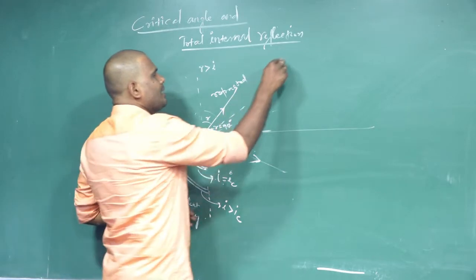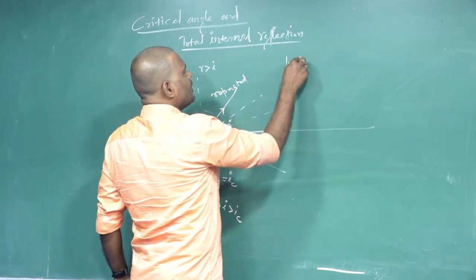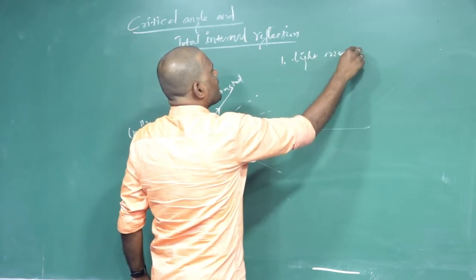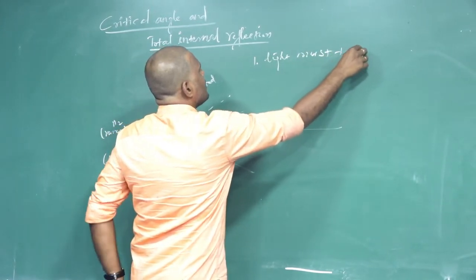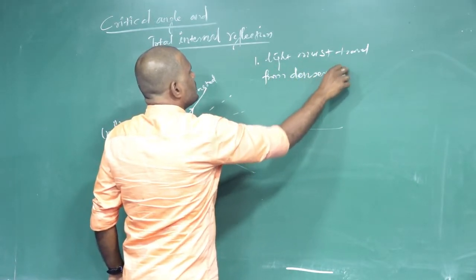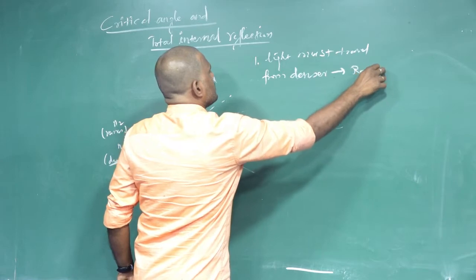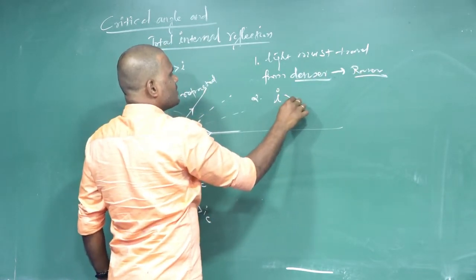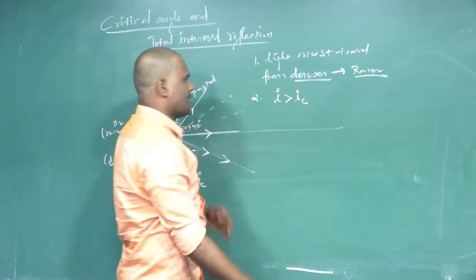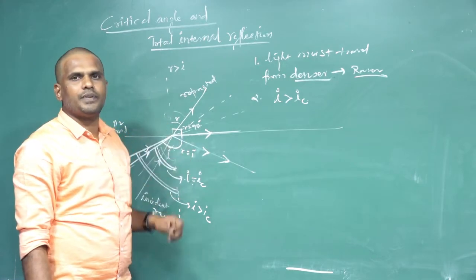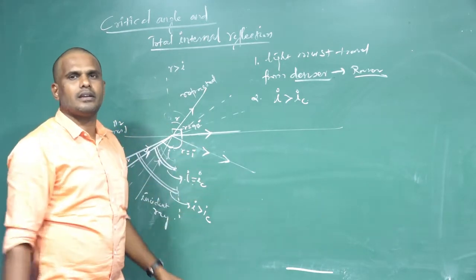One, light must travel from denser medium to rarer medium. Light must travel from denser to rarer medium. Second condition is that the angle of incidence I must be greater than the critical angle. If these two conditions are satisfied, we can get total internal reflection.